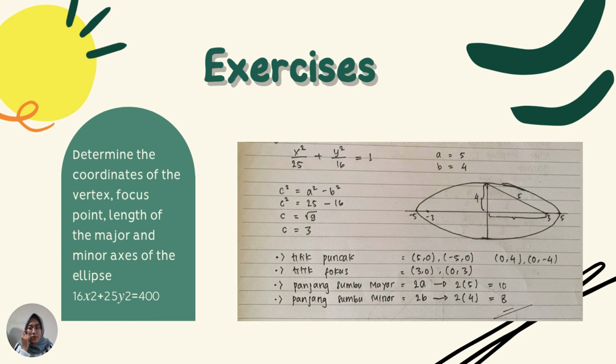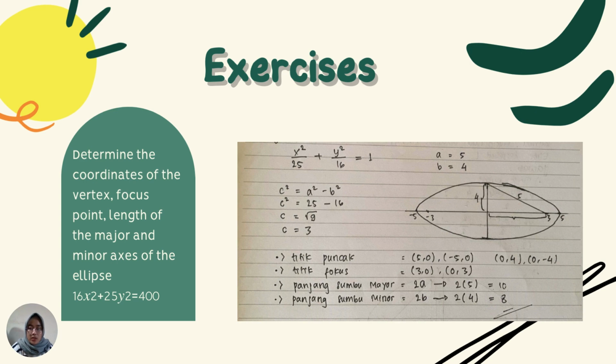This time I present an exercise question: determine the coordinates of the vertices, the focus points, and the lengths of the major and minor axes of the ellipse 16x squared plus 25y squared equals 400. First, we need to transform the equation of the ellipse to equal 1. Dividing the equation by 400 results in x squared over 25 plus y squared over 16 equals 1.